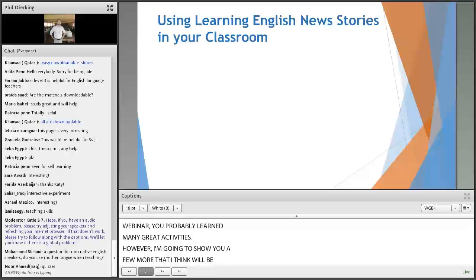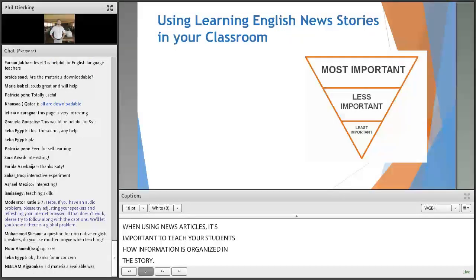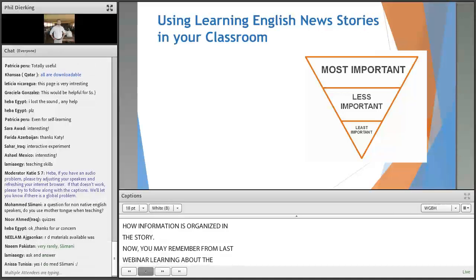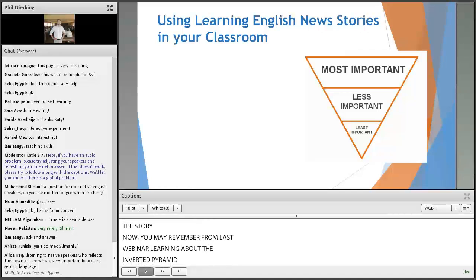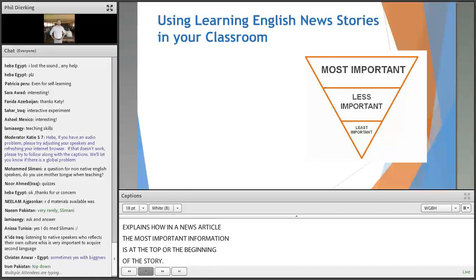Now, when using news articles, it's very important that you teach your students how information is organized in the story. Now, you may remember from last webinar learning about the inverted pyramid. And what this means is it basically explains how in a news article, the most important information is at the top, or the beginning of the story. The less important is in the middle, and the least important is at the end of the story.